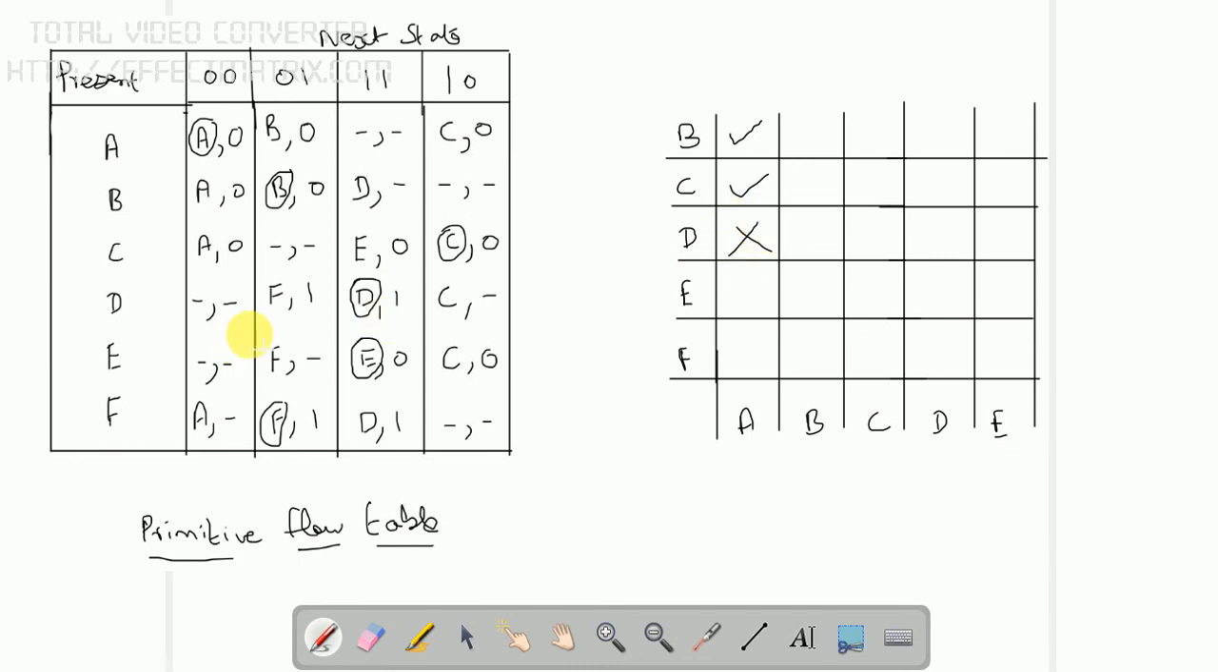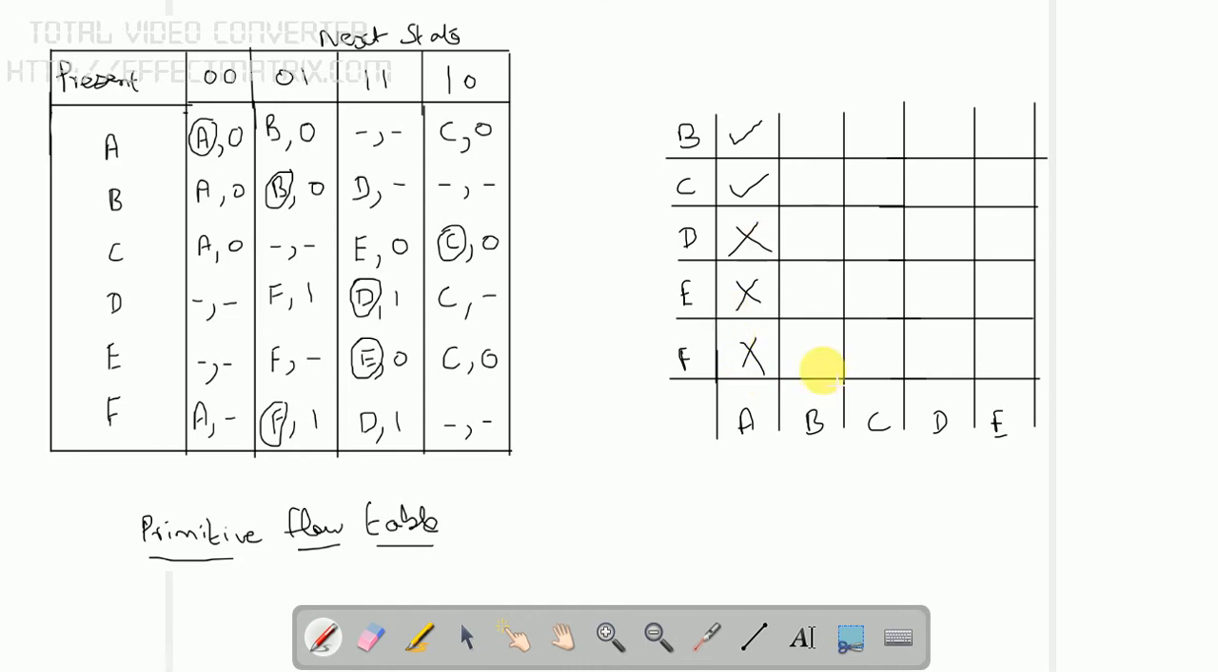Next, A and E, A 0 dash dash, equal. B comma 0, F comma dash. Though 0 and dash I can take as it is, B and F are totally different. So this is also not possible. That is, A is not equal to E. Then A and F, similarly A comma 0, A comma dash. First input no problem, but B comma 0, F comma 1 has come. So it is also not possible.